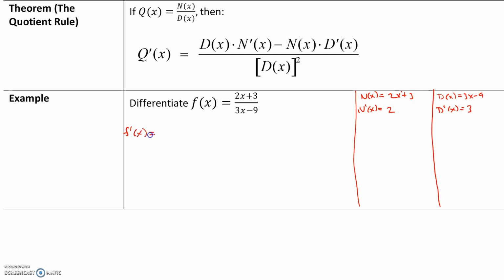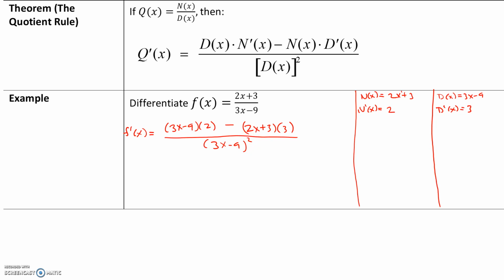F prime of x is equal to, let's follow the formula, d of x, which is 3x minus 9, times n prime of x, which is 2, minus n of x, which is 2x plus 3, times d prime of x, which is 3. So it's always the denominator times the derivative of the numerator, minus the numerator times the derivative of the denominator. And all of that is going to be over 3x minus 9 raised to the second power.